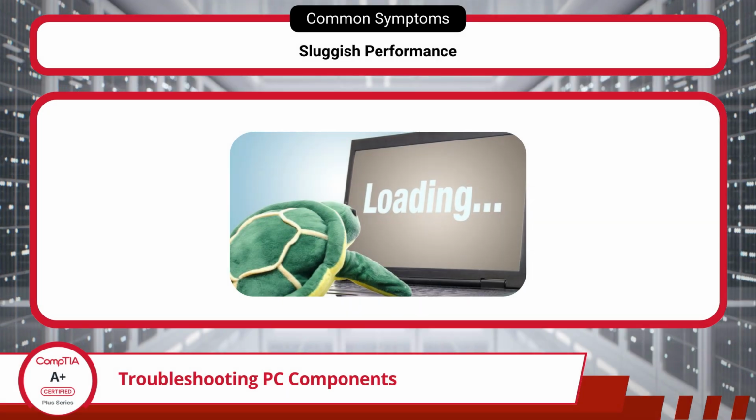Sluggish performance is a frustrating issue that can significantly impair the functionality and efficiency of a computer system, hindering productivity and user experience. One common underlying cause of sluggishness is insufficient compute resources, such as CPU processing power, available RAM, or available storage. Another factor contributing to sluggishness is CPU overheating. When the CPU reaches excessively high temperatures due to inadequate cooling or airflow within the system, it may throttle or reduce its processing speed to prevent damage.